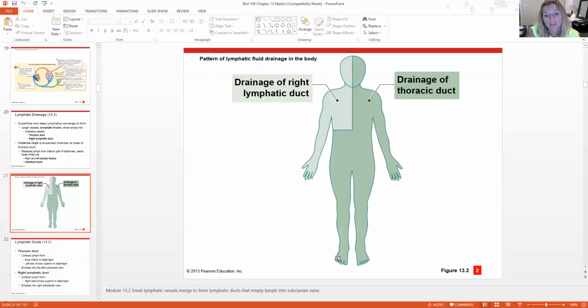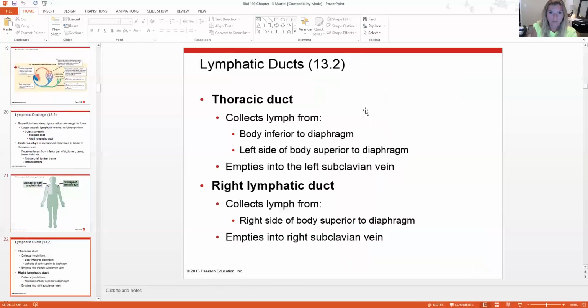So all the lymphatics from your feet, from your hips, from your left arm, from the left side of your head are all going back into the thoracic duct. The thoracic duct carries lymph from anything inferior to the diaphragm and the left side of the body. It empties into the left subclavian vein, which goes into the brachiocephalic vein, and then back into the superior vena cava.